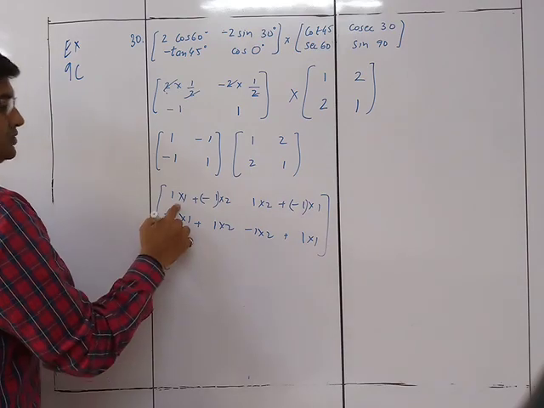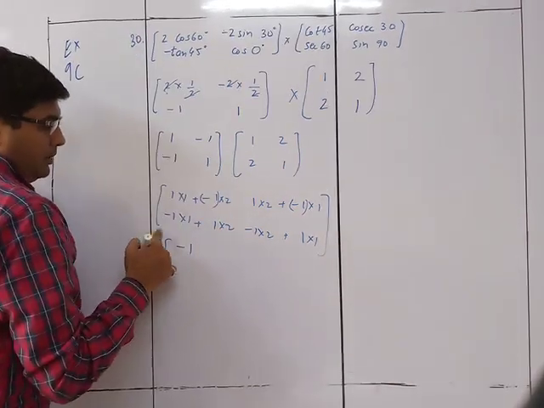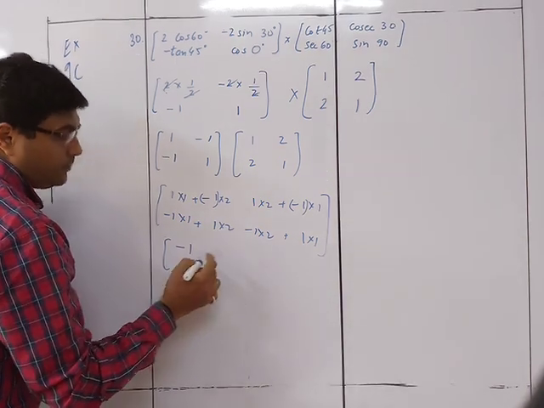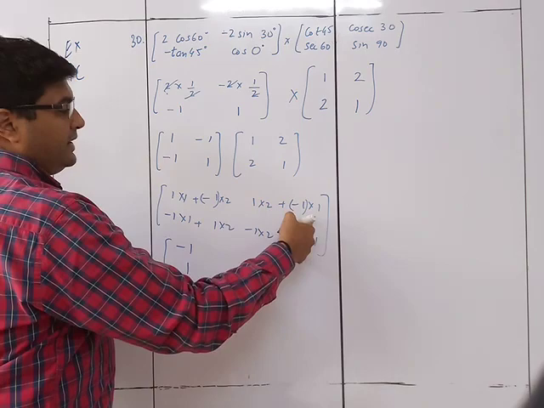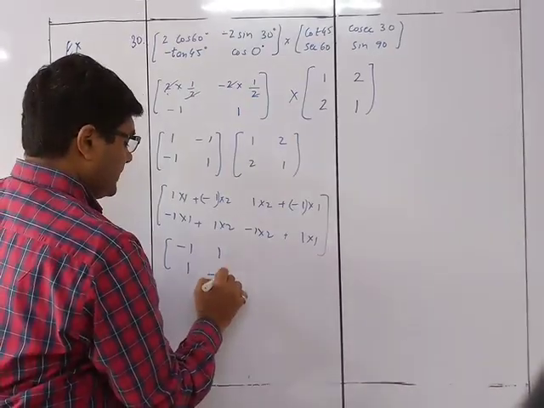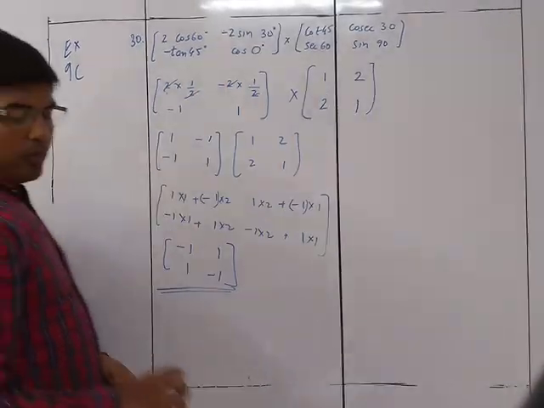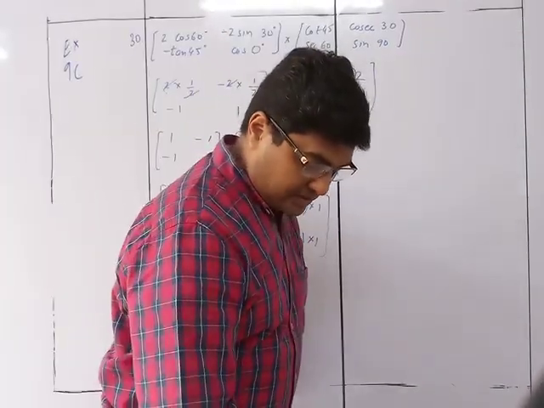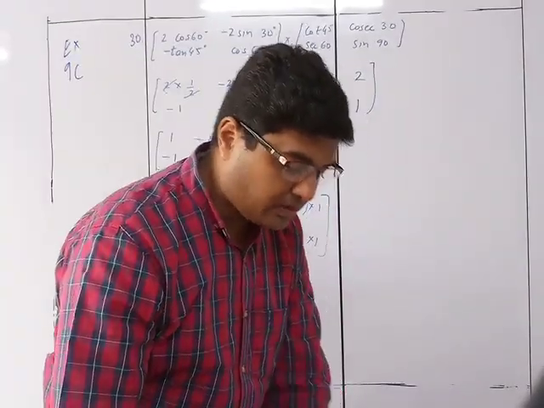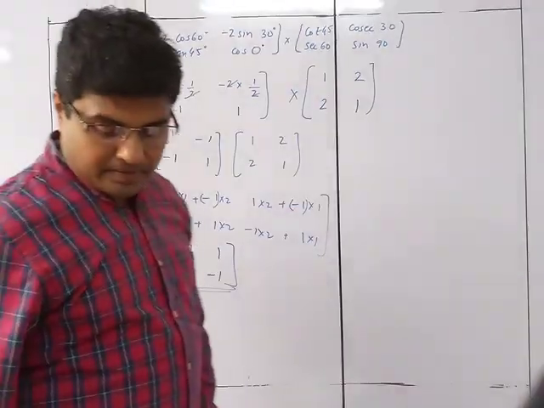This makes it 1 minus 2, which is minus 1. Minus 1 plus 2 is plus 1. 2 minus 1 is 1. Minus 2, 1 is minus 1. So the answer is minus 1, 1, 1, minus 1. Let's check the answer: minus 1, 1, 1, minus 1 for sum number 30. That's correct. Is it clear? So that was sum number 30.